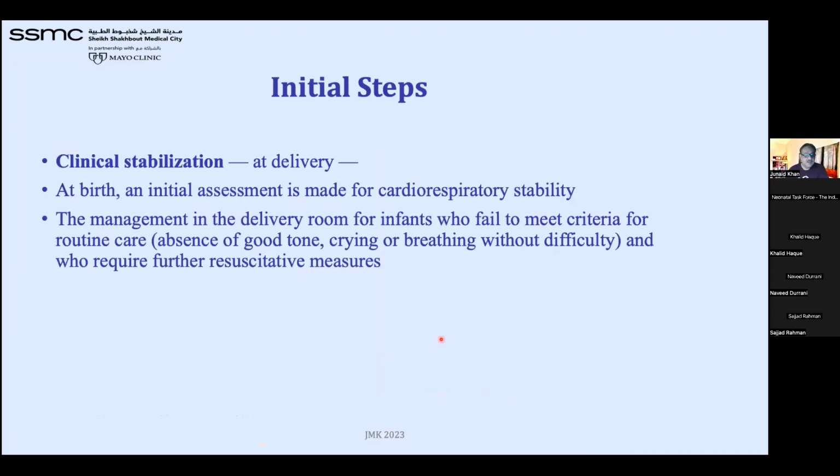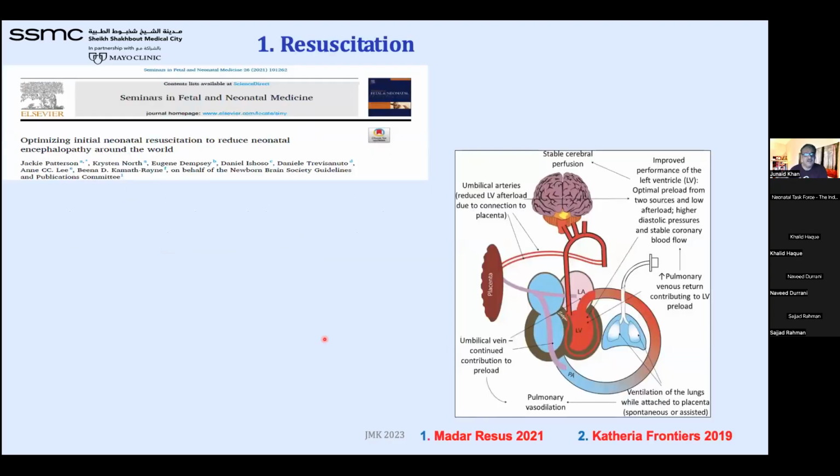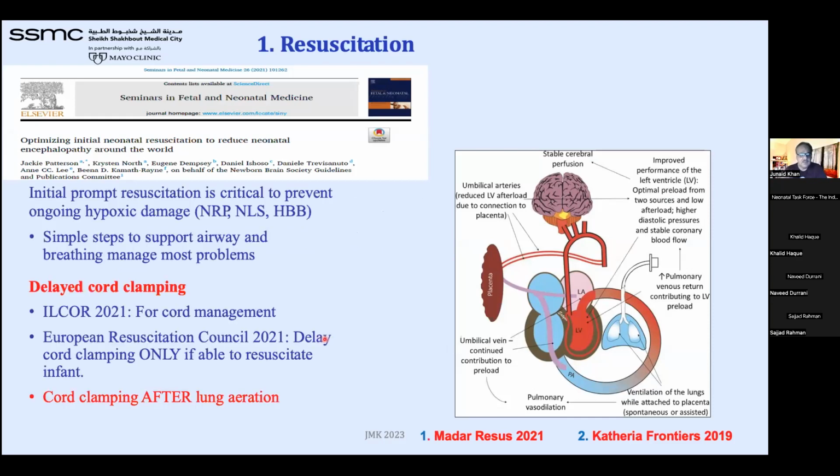Initial steps: clinical stabilization and delivery. But the problem is that most of the babies are transferred to you from another hospital, so how can you control that? That's why I'm saying that even if you cool those babies, you cannot get the results you want. But anyway, let's say the baby is delivered to you. The first thing is resuscitation. It is very important to have very good skills, whatever you are using: NRP, NLS, Helping Babies Breathe.